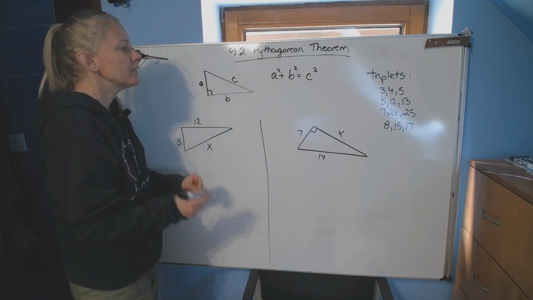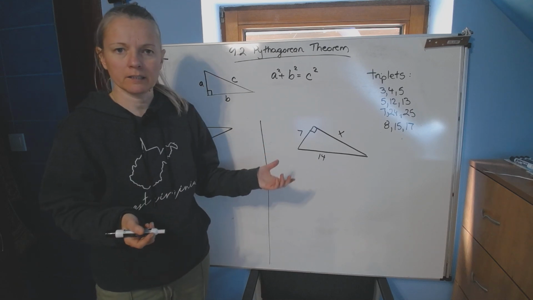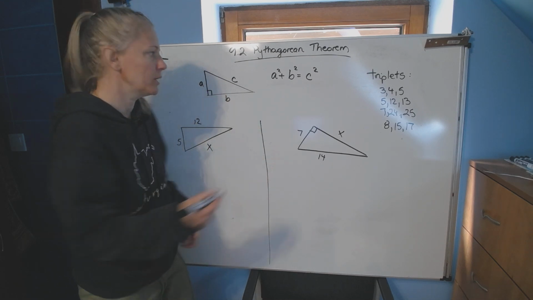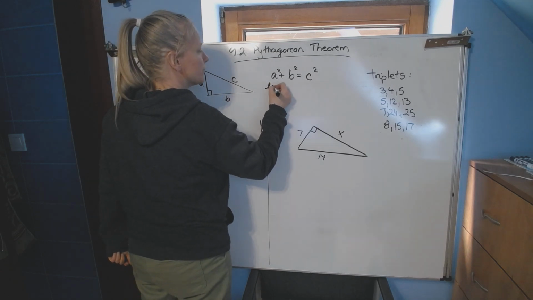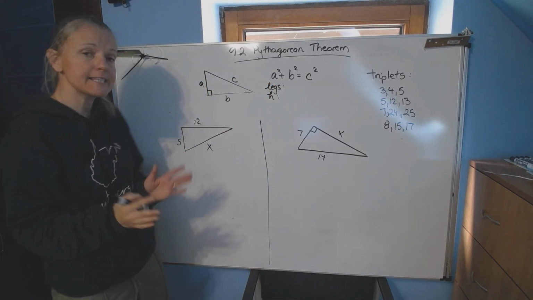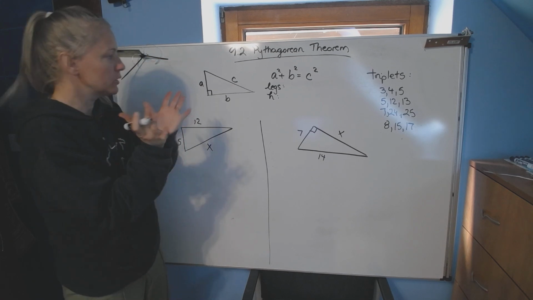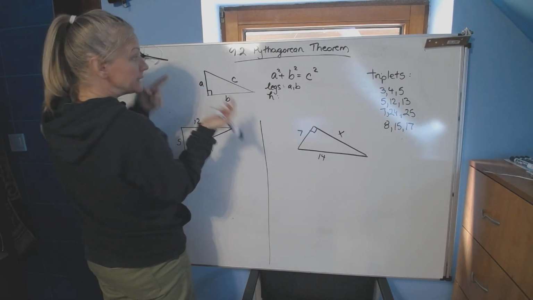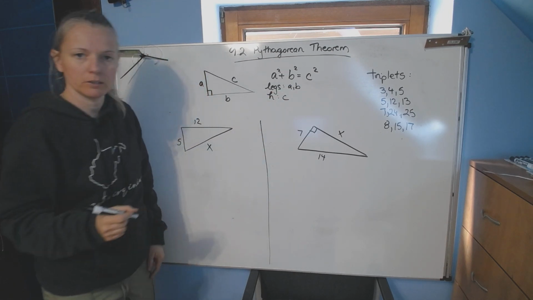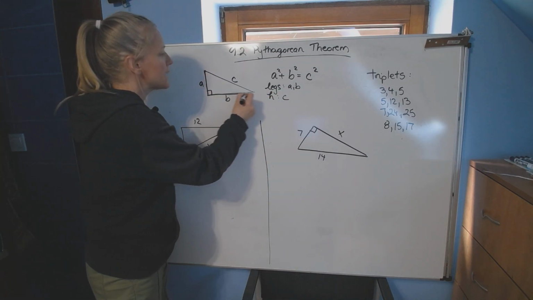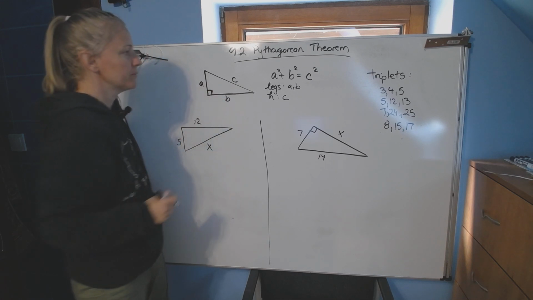Now, if you get confused about anything, most kids get confused about which one is the leg and which one is the hypotenuse. Simple thing. The legs are the sides that form the right angle, which means A and B are my legs. What's left? C makes up the hypotenuse. So the legs are always the sides that form that 90 degrees.